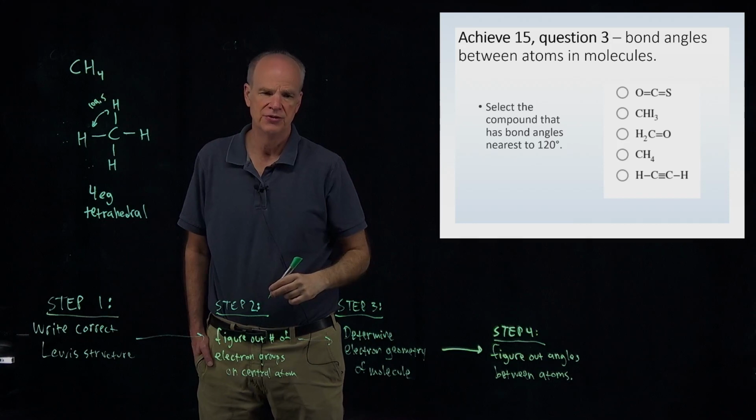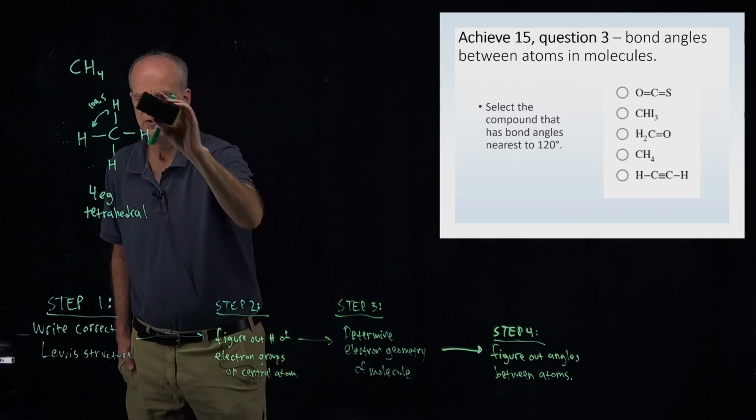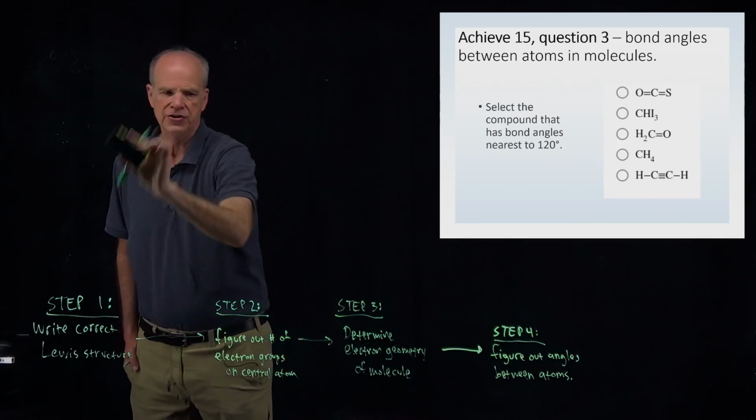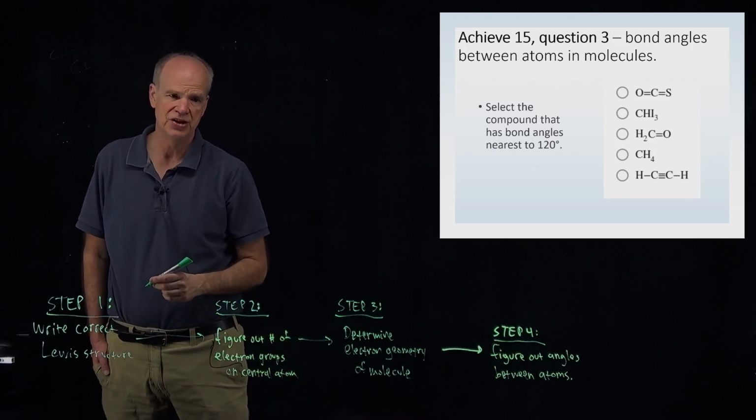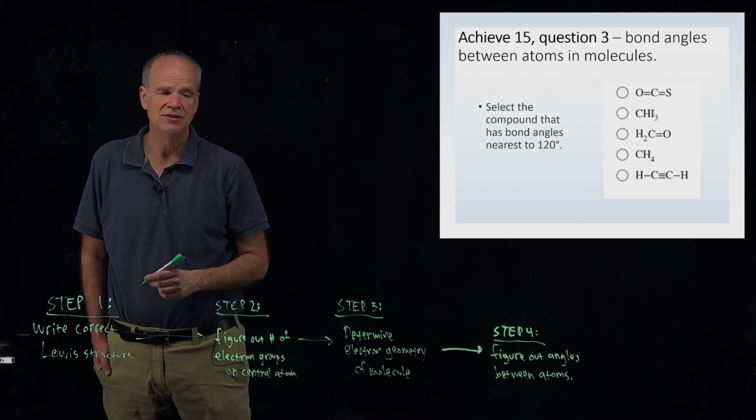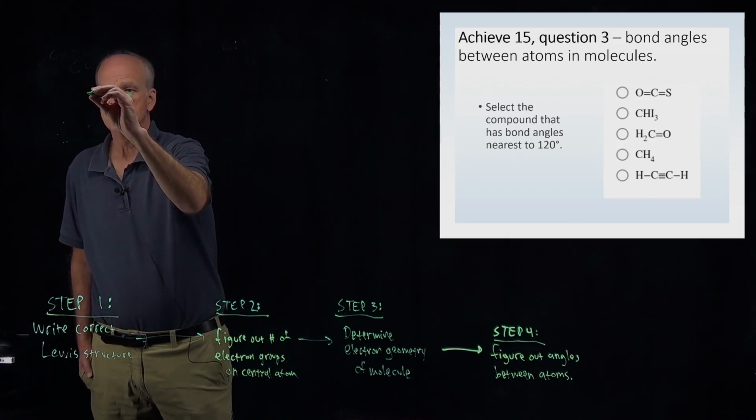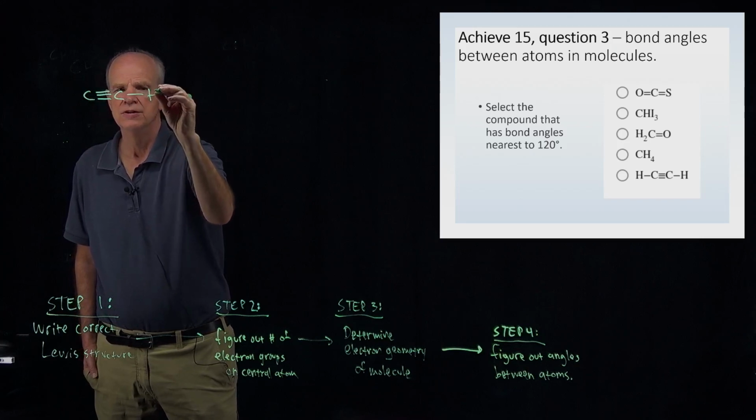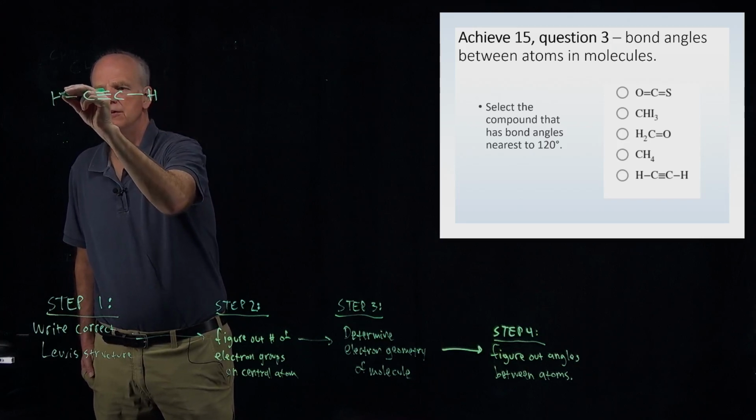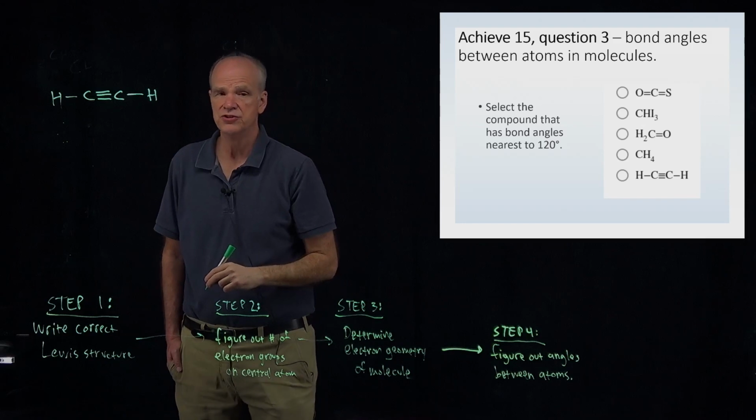So this is not the correct one. Okay, so we move on to the next one. And so here we have a molecule called ethine. It's also called acetylene. That last molecule, which I'm going to draw here, is a correct Lewis structure.